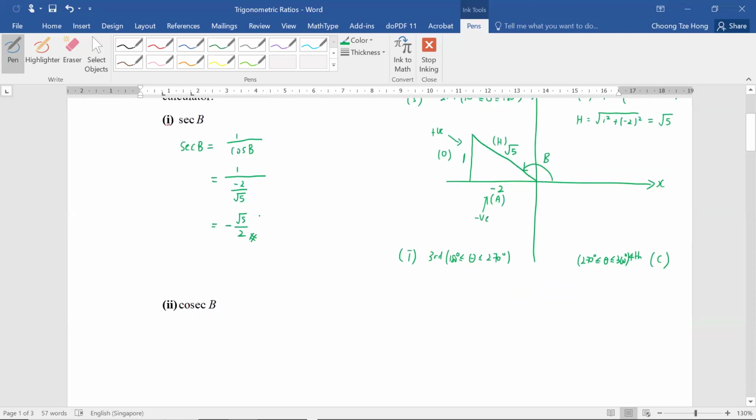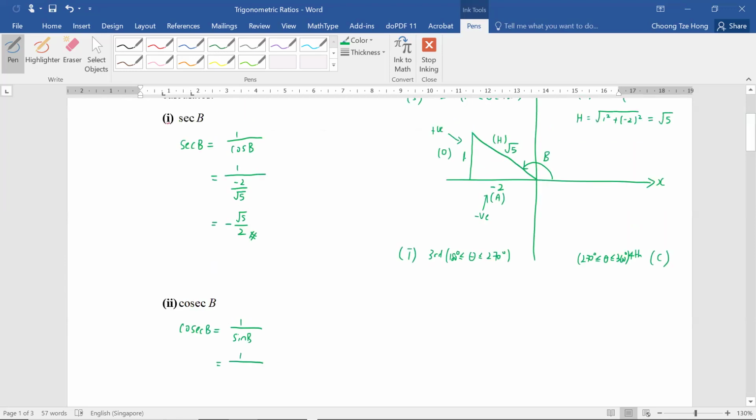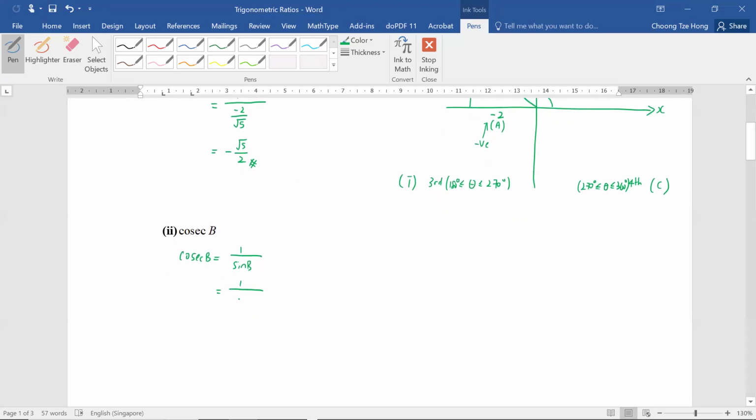Okay, then part 2, you have cosecant B. So we know that cosecant is 1 over sine B, right? So once again, you can get your sine B from the diagram. So sine is O over H, so 1 over root 5. So over here, you just have 1 over root 5. So you will get root 5. So just like this.